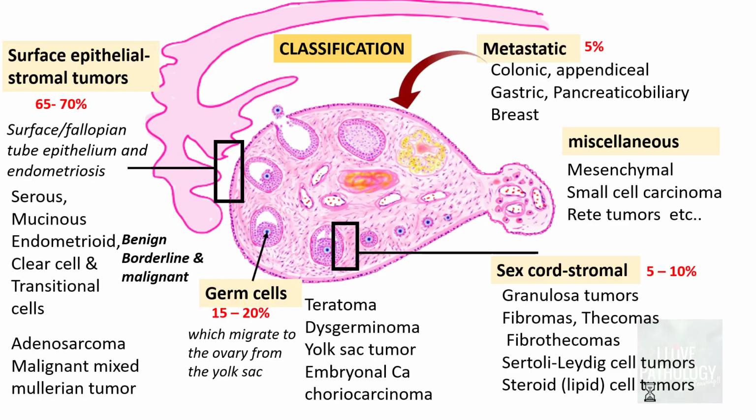Let's quickly recollect what we have learned in the previous session, right? We classified ovarian tumors into surface epithelial stromal tumors, germ cell tumors, sex cord stromal tumors, metastatic tumors, and then the miscellaneous tumors, right? Of which surface epithelial stromal tumors are the predominant type amongst all the ovarian tumors, which constitute around 65 to 70% of ovarian tumors. So, in this part, we will be looking at a few surface epithelial stromal tumors.